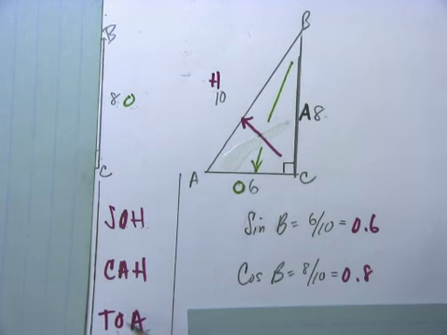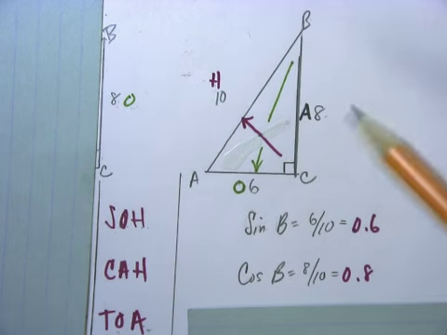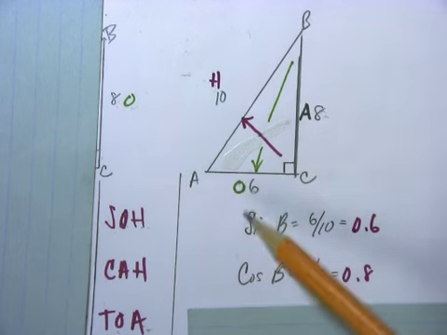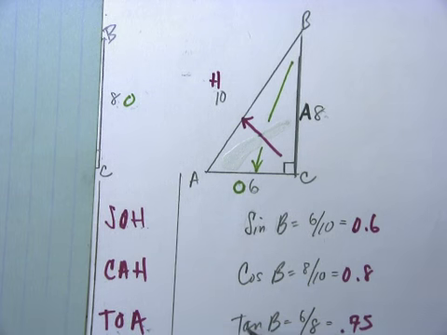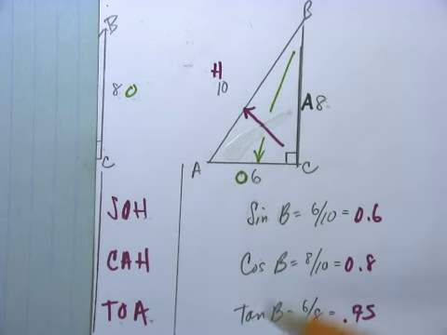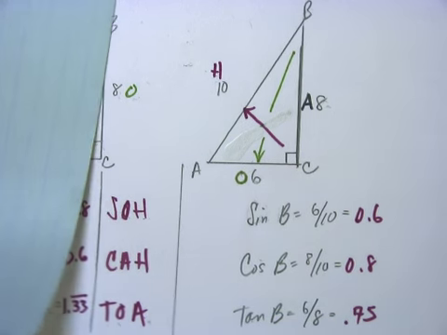And then finally, the tangent function is going to be the opposite over the adjacent, which is 6 over 8. So the tangent of angle B is going to be 6 over 8, or 0.75. And notice that these are the three trig functions of angle B. Okay? Now let's move on to question number 13.